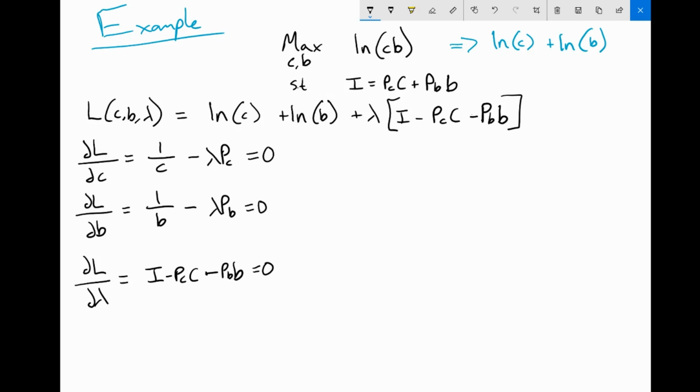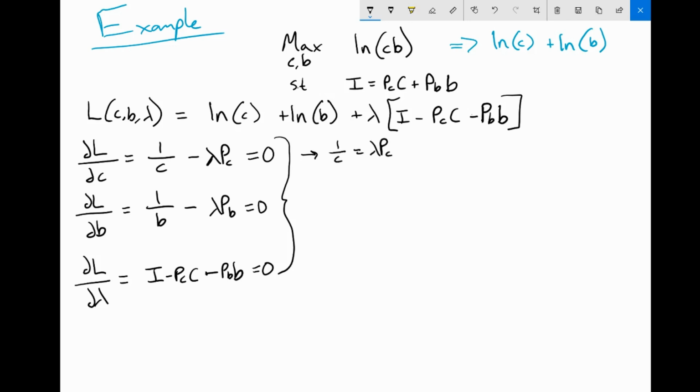So let's do that. And then we solve this set of equations for C star, B star, and lambda. Okay, so let's do that. What we're going to do is solve this equation here for C, this one for B, plug them in here, solve for lambda, then take lambda and plug them back in. All right, so let's do that.